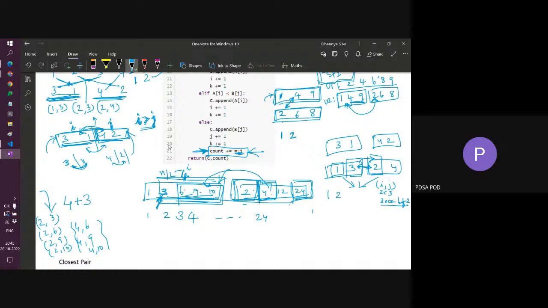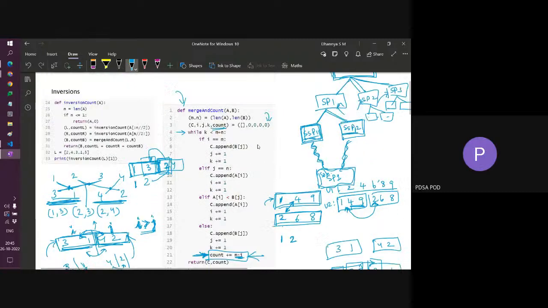Anyone else needs help? Please feel free to ask because first time we are looking at this one. Is it okay? Clear. Okay. Ma'am, inside the code, could you please scroll up a little bit?